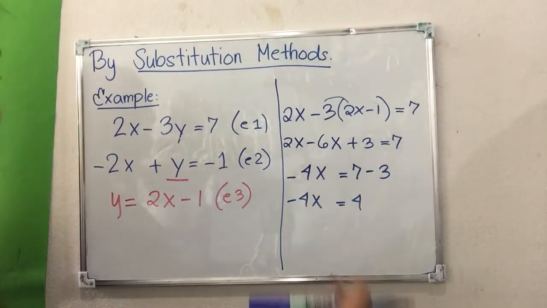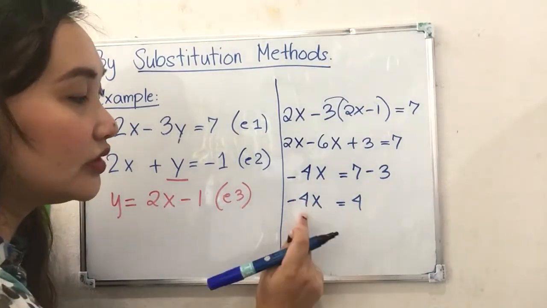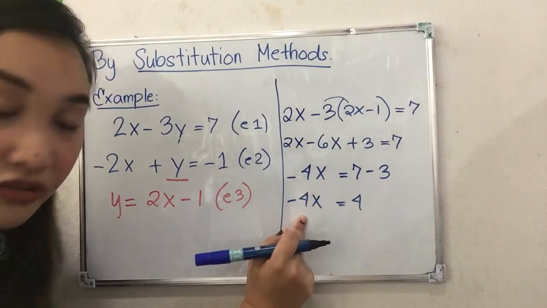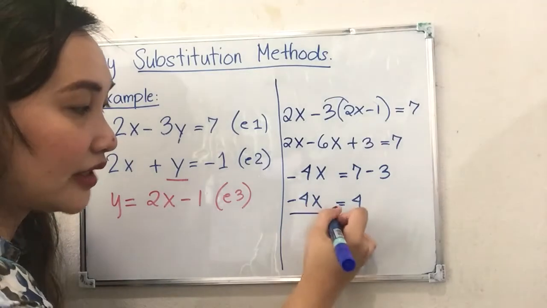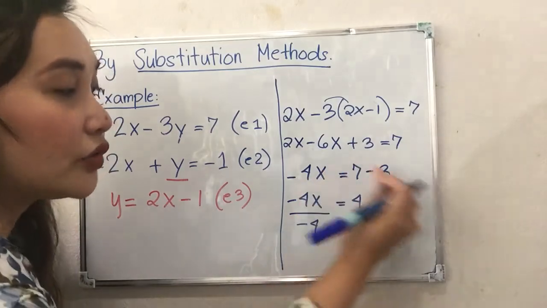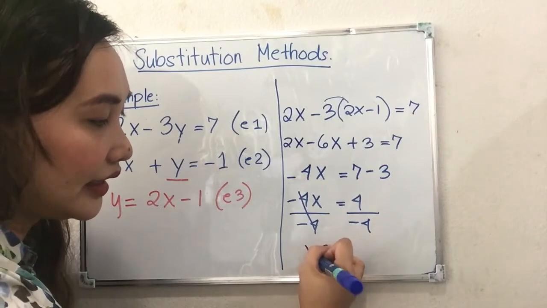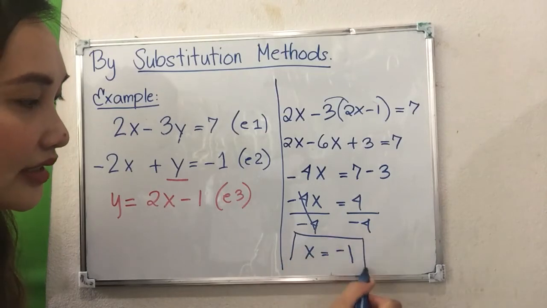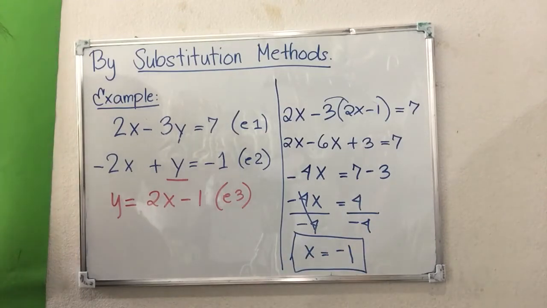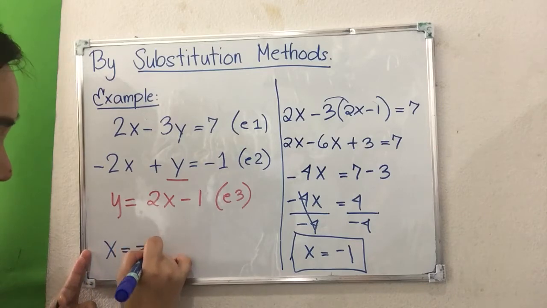Now, take note. Since the coefficient of x is negative 4, we have to divide by negative 4, and we also divide the other side by negative 4. So we have x is equal to negative 1. So we have the value of x, and I write it here: x is equal to negative 1.